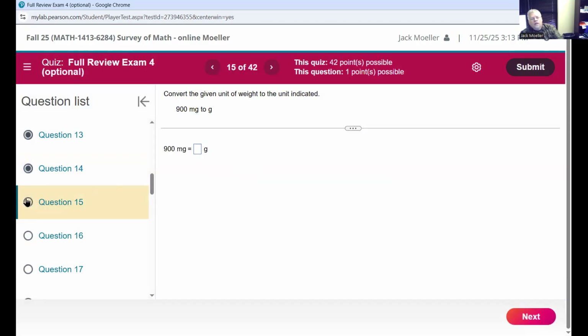Okay. And then I get into weight. So this is milligrams per gram. That is now officially section 9.3. Now notice over here, there is no metric conversion chart. So you need to know that there's 1,000 milligrams in a gram.